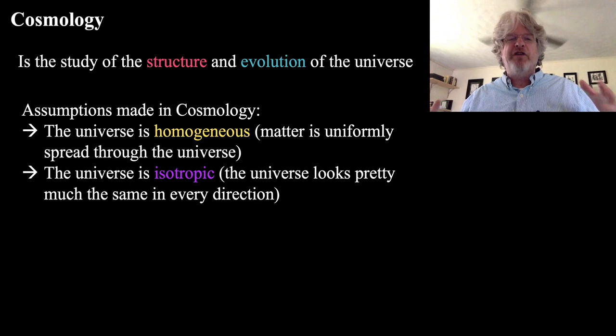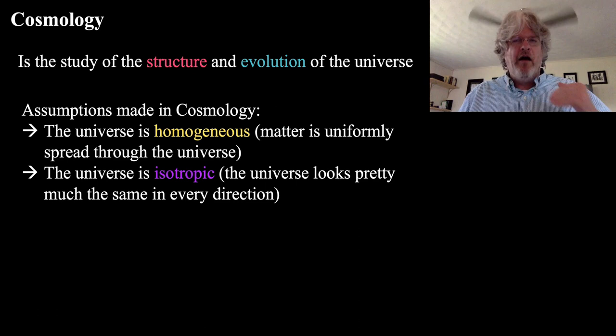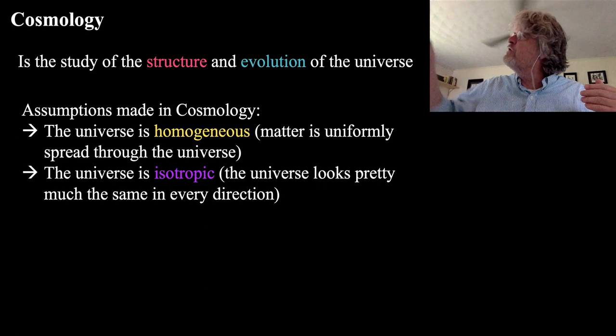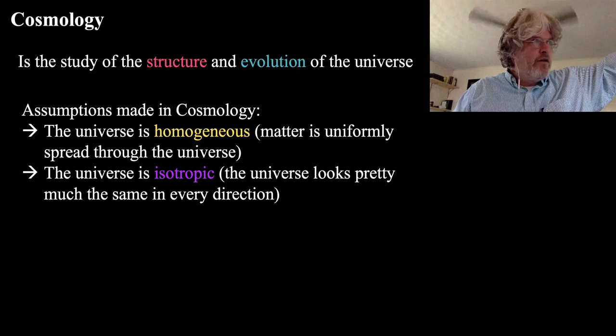And the idea that the universe is isotropic means it looks the same in every direction, pretty much the same. And so on large scales, if you're sitting on one of these galaxies and you look out in that direction, you sort of see just as many galaxies as you look in that direction, as you look in that direction, as you look in that direction.